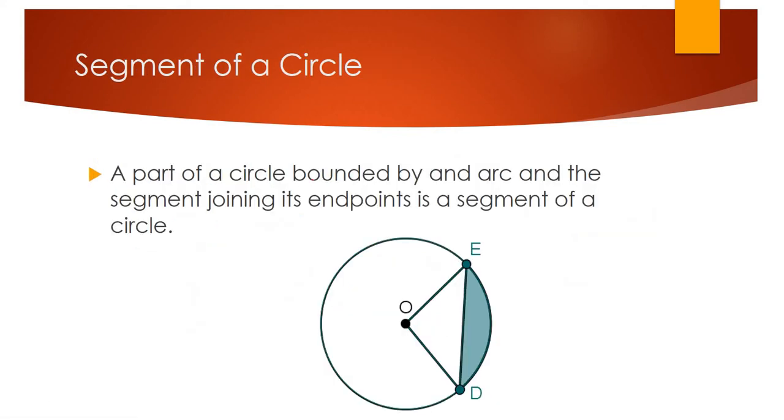We have one other thing to look at, and that's the area of a segment. The segment of a circle is the part of a circle bounded by an arc, in this case ED, and the segment joining its endpoints. So the color section here is the segment of a circle. So how do we find the area of that segment?